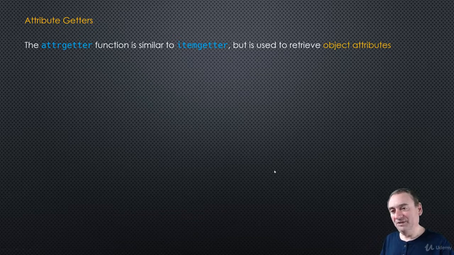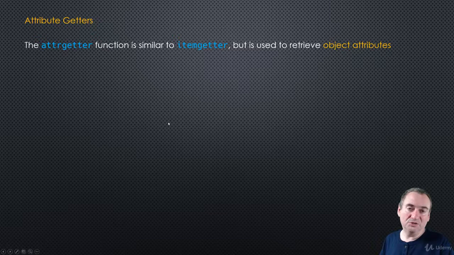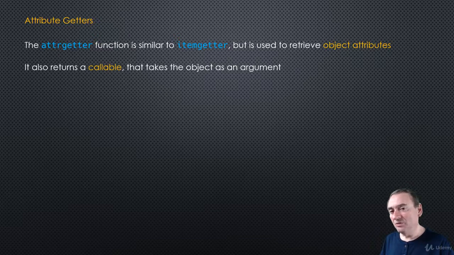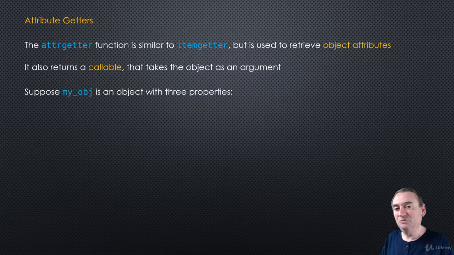Okay, so let's talk about attributes. Objects have attributes, right? Objects can have methods, they can have properties. All these are grouped under the generic name attributes. So attribute getter is similar to the item getter function, but it's used to retrieve object attributes. So it also returns a callable. Just like item getter, it's actually going to return a function. But that function will then take the object as its argument. So let's take a look at an example.